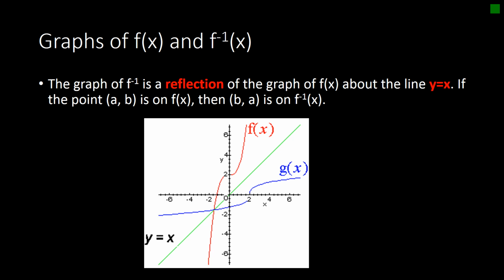Now, the graphs of f of x and f inverse of x, it is a reflection about the line y equals x. So what that means is that if a point 2, 0 is on one of the functions, then the other function you have 0, 2. So if a, b is on the graph of f, then b, a is on the graph of f inverse. It's a reflection about the line y equals x. That's called y equals x, the identity function.